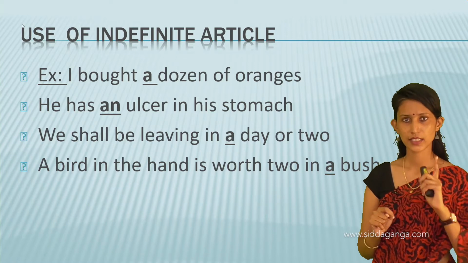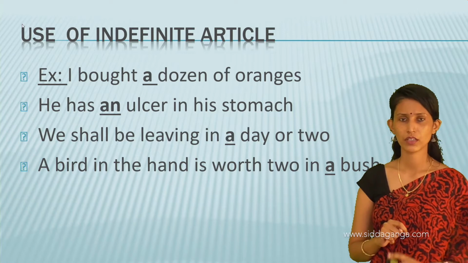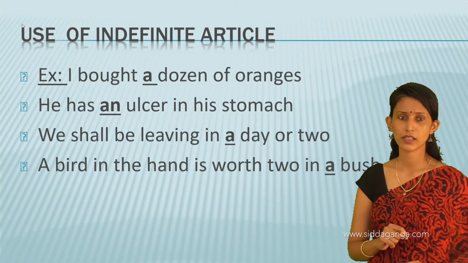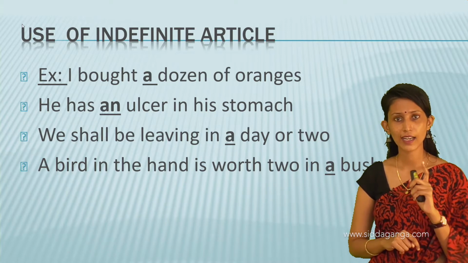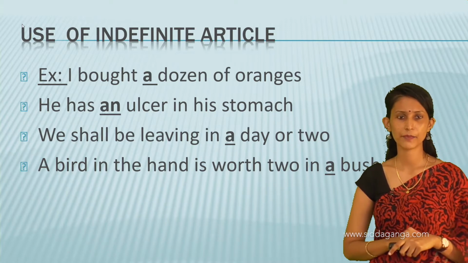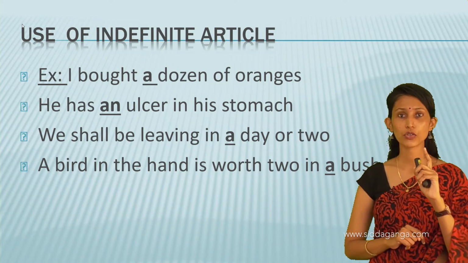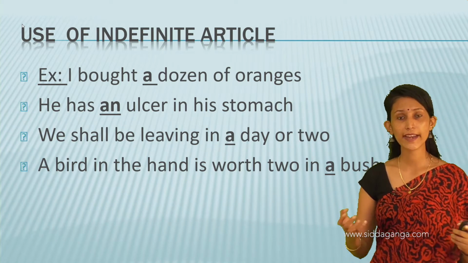I bought a dozen of oranges. A dozen, consonant. He has an ulcer in his stomach. Ulcer, U is a vowel there. We shall be leaving in a day or two. In a day or two.